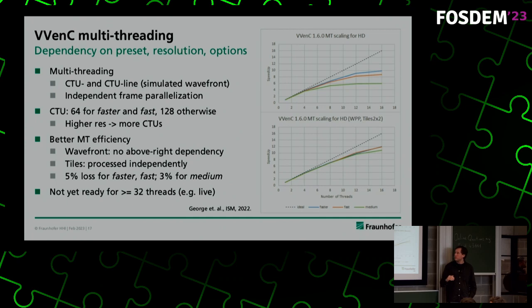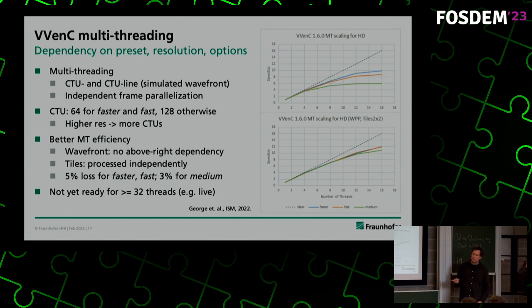So our multi-threading is also, I would say, done differently than in many other encoders. So we do the multi-threading over CTUs, so the modern macro blocks, and CTU lines. We simulate wavefront parallel processing without using the syntax. And we parallelize independent frames, right? If 2 frames are independent of each other and the references are already done, we can do those in parallel. Which of course means that how much we can parallelize depends on the number of CTUs that are available, which are always more in high resolution or with smaller CTU sizes.